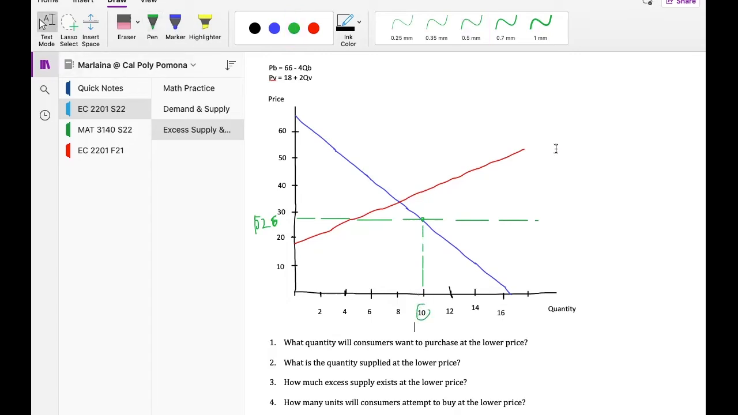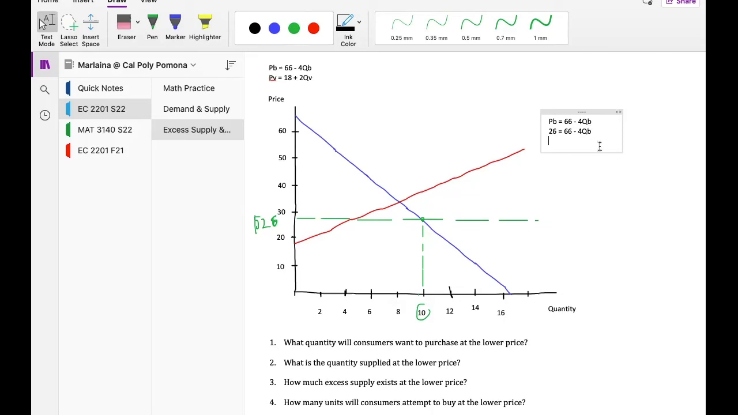And again, we can check this by just using our equation for the consumers, and we will plug in the values. So again, we know the price. In this case, 26 equals 66 minus 4 QB.